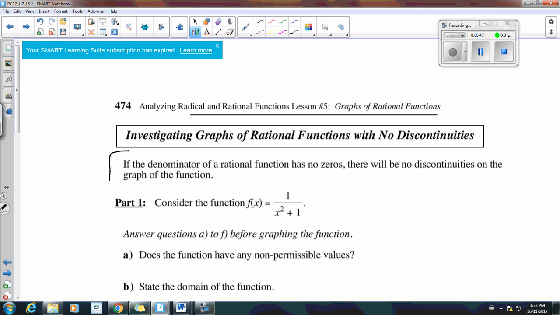So there's an investigation here. We're going to skip it. It just kind of shows us a few different graphs that have no discontinuities. It's just important to remember that a graph with no discontinuities means there's no values that make the denominator equal 0. There still can be horizontal asymptotes.